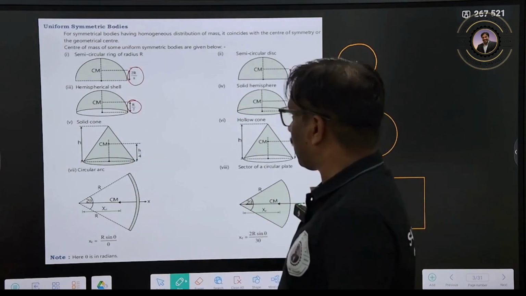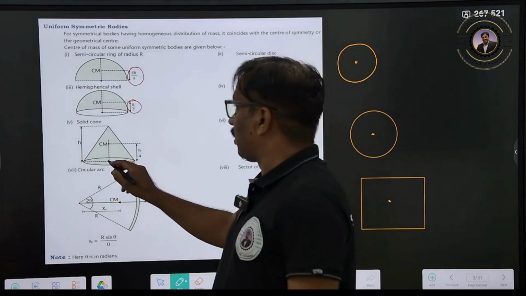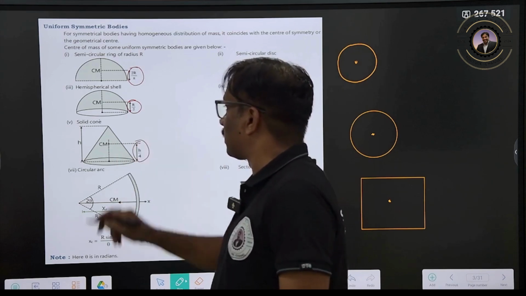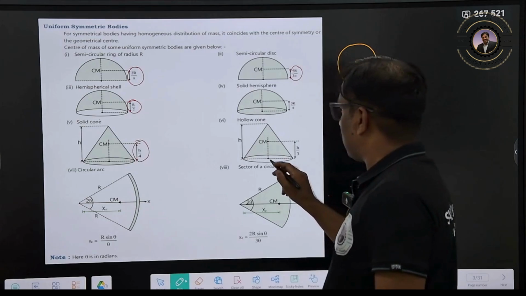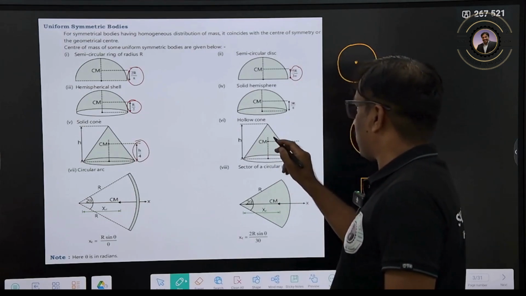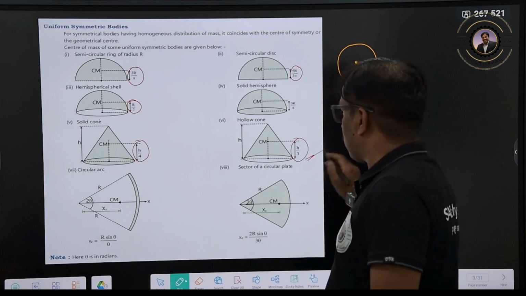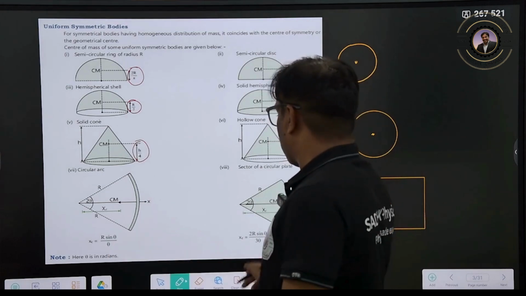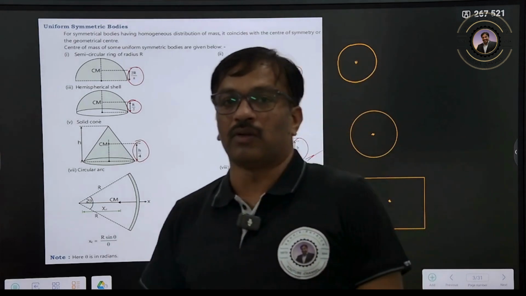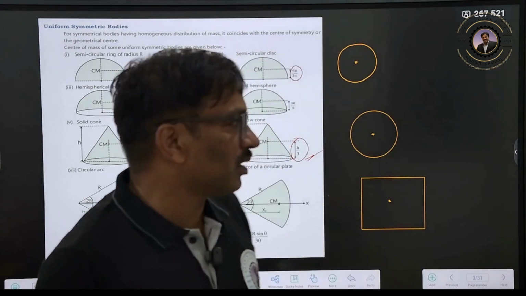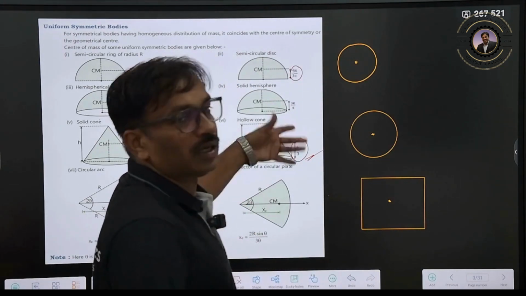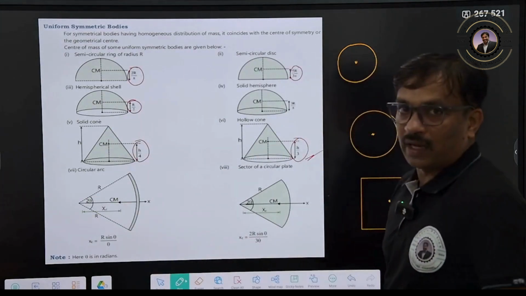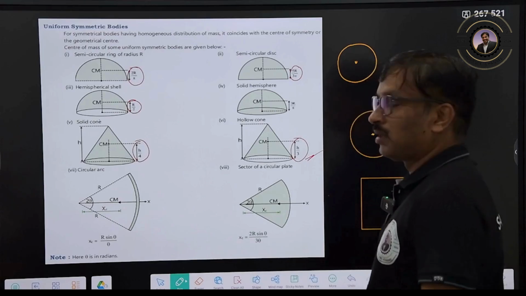Like this, a solid cone has its center of mass from the base at h by 4. A hollow cone has its center of mass from the base at h by 3. You will use this. If any arc is there, it is r sin theta by theta, so 2r sin theta by theta. Okay, so these are the things, try to remember them, as we'll use them in our calculations. Clear? If you really want, you can take a screenshot and save it.